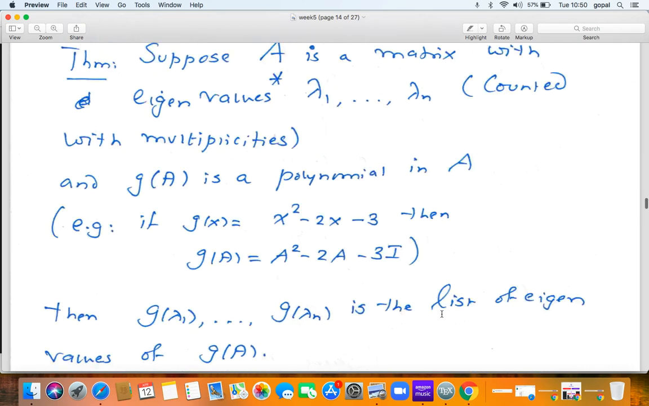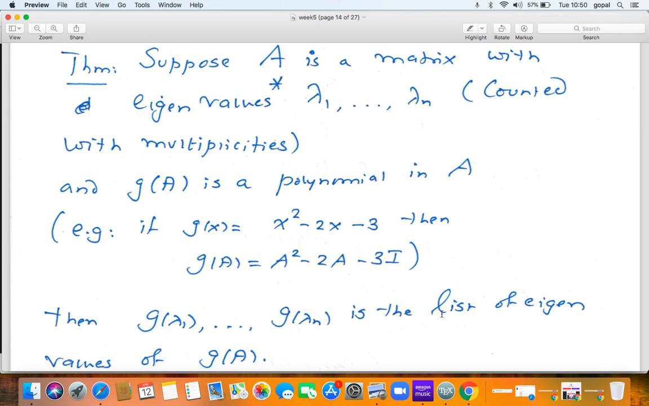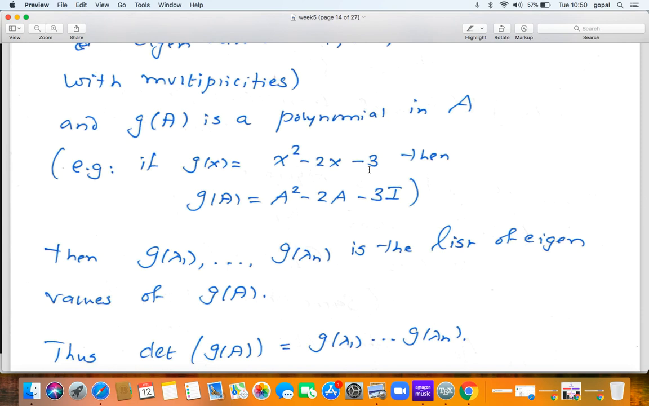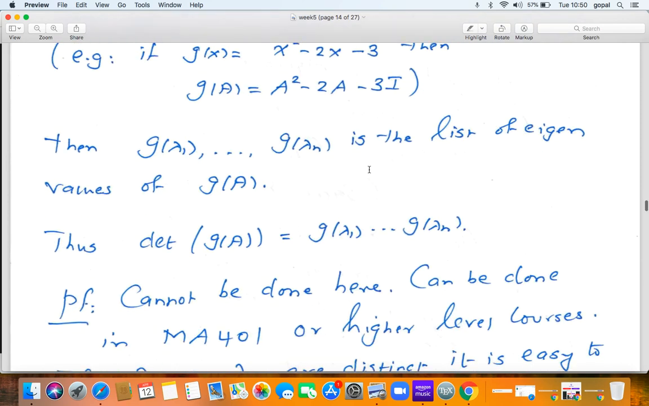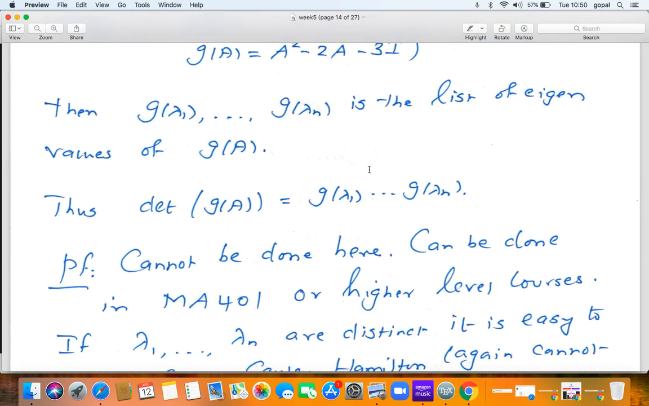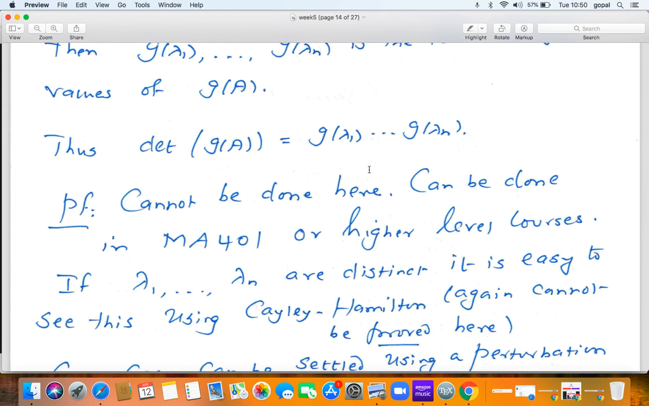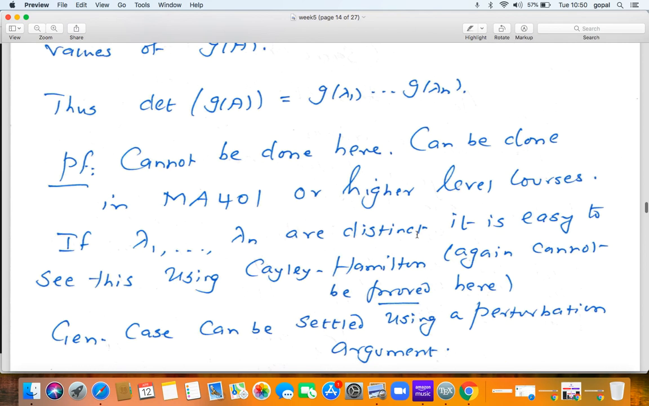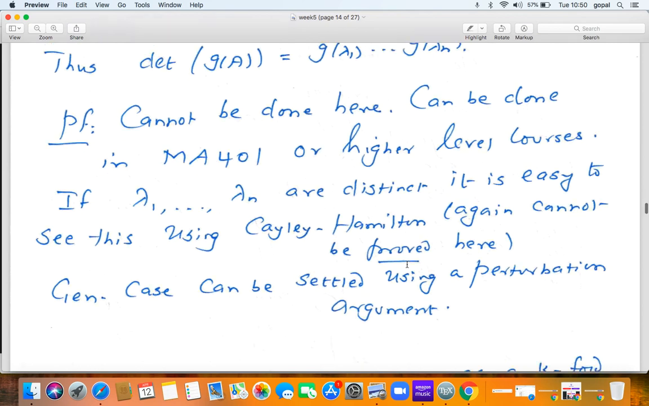The proof of this theorem cannot be done here. The proof is not difficult when the eigenvalues are distinct. But when the eigenvalues are not distinct, the argument becomes more subtle, and we cannot discuss this here. We can do this in the MA401 course or a higher level linear algebra course. When the eigenvalues are distinct, one can use an argument using the Cayley-Hamilton theorem, etc., to prove it. But the general case requires a perturbation argument.